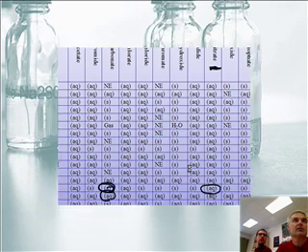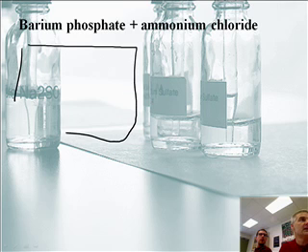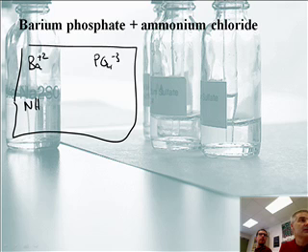I think we got a couple more to do. All right, barium phosphate and ammonium chloride. Start with the box. Barium is Ba plus 2. Phosphate is PO4 minus 3. And then we've got ammonium, NH4 plus 1, and chloride, Cl minus 1.